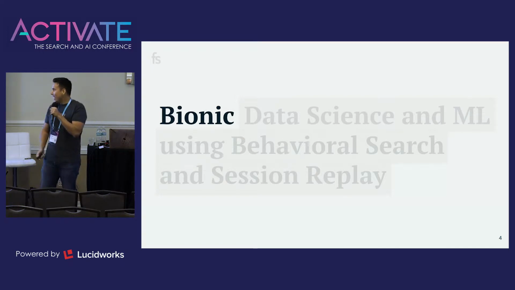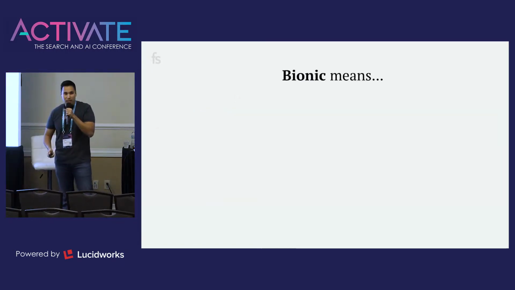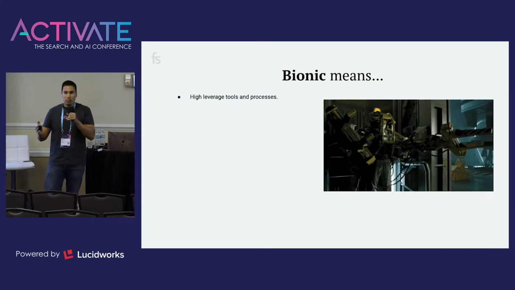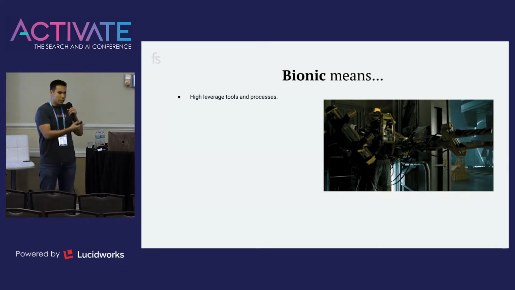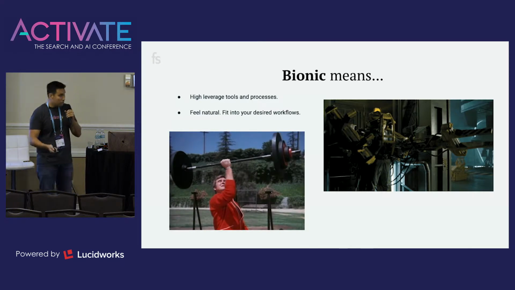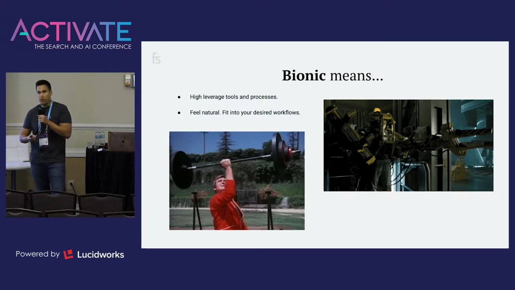It's all good. But why is "Bionic" the first word of the title? What does it mean? Bionic here means tools and processes that are very high leverage: things that let you do more in less time, and have a broader reach and broader impact without broader effort. It also means tools that feel natural and fit into your desired workflows. If it's not easy to use, you're not going to use it. So it should feel like a natural extension of what you want to do anyways.